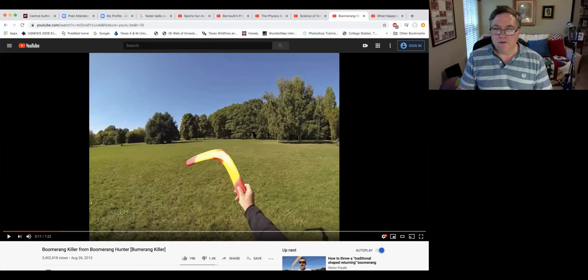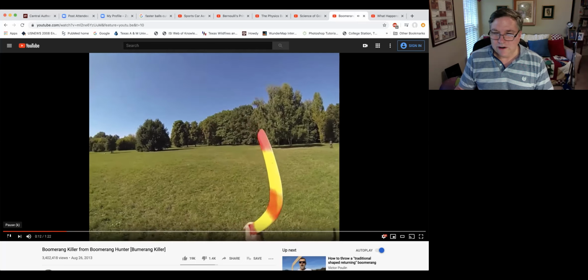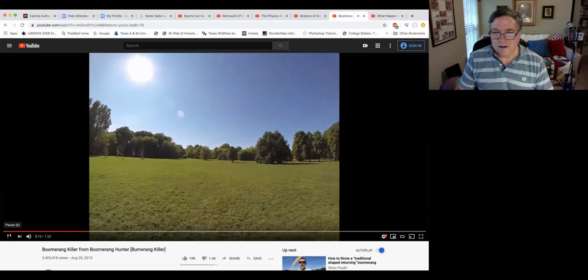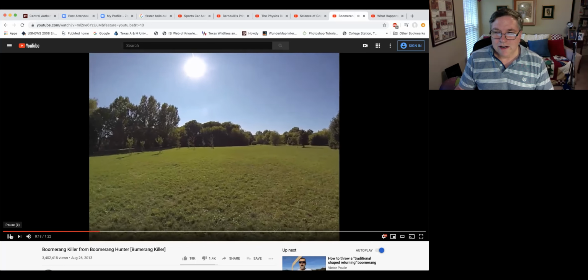He's going to throw it forward, and as this boomerang goes forward, it's going to start curving. It's going to curve to the left, continue to curve, and eventually come back. If you know how to throw it well, like this individual, you're going to see a successful throw. There we go. And now it's going to come back.